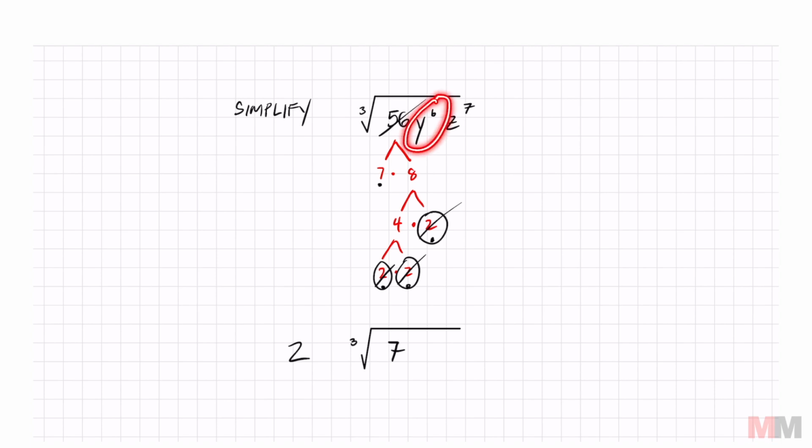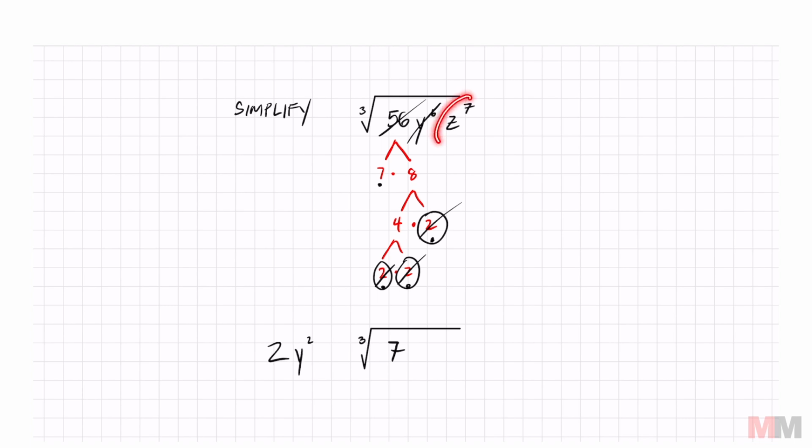With the variables, all I had to do is look at the exponent and figure out how many groups of 3's are in there. And 6 can be evenly divided by 3. There's 2 groups of 3's in there. So I can cross this out and write y squared on the outside.